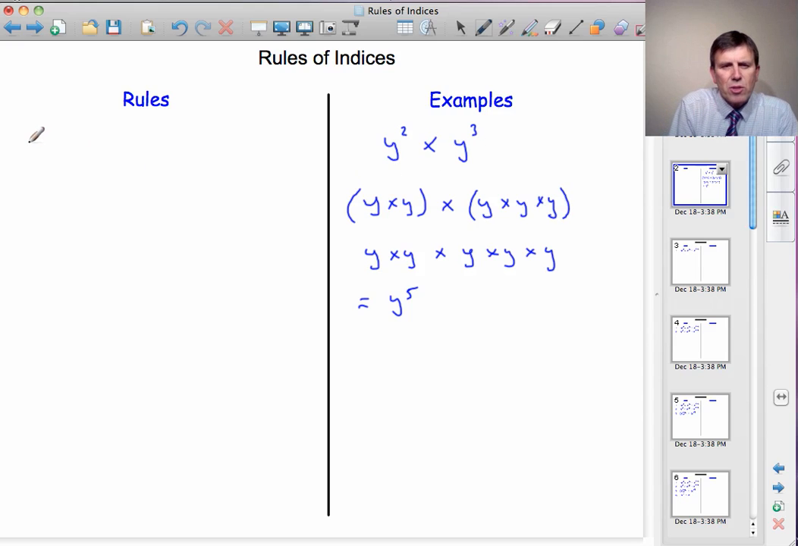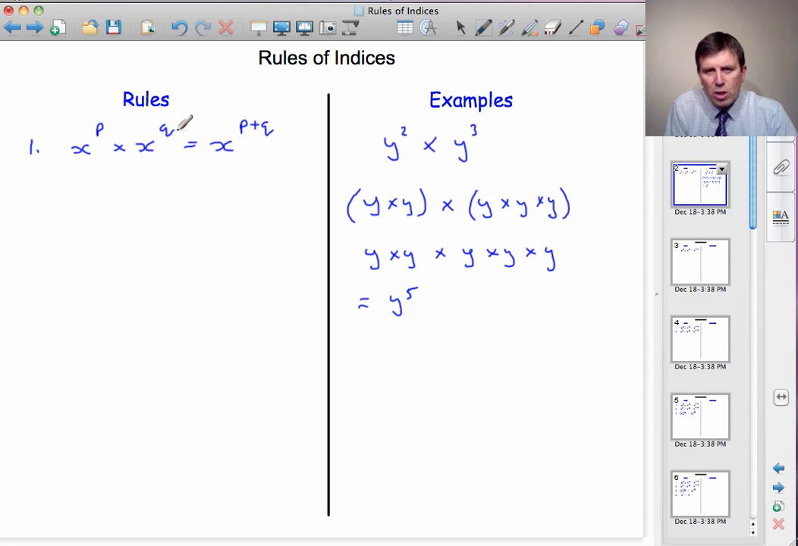Now that leads us to our first rule, a more general rule. If we've got x to the power p multiplied by x to the power q, then what that's going to give us is x to the power p plus q. Because if we've got 2 lots of y multiplied together, and here we've got 3 lots of y multiplied together, altogether we end up with 2 plus 3 lots of y. So more generally, if we have p lots of x multiplied together, q lots of x multiplied together, then altogether we'll have p plus q lots of x multiplied together.